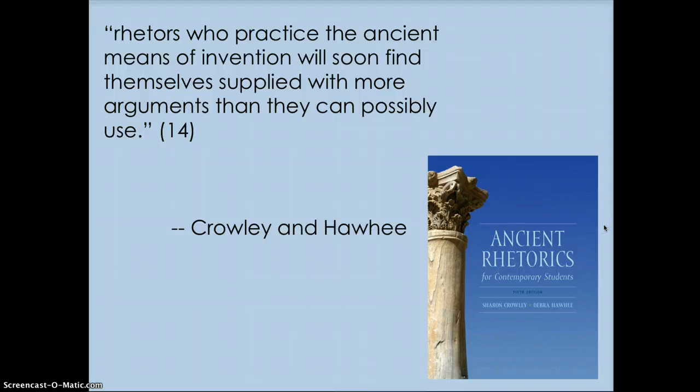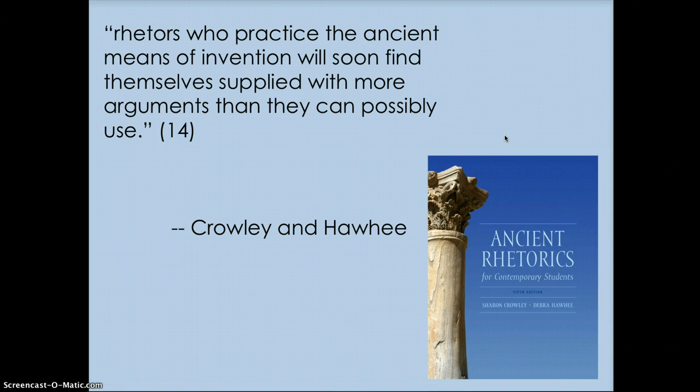By doing this, I'm really focusing in on what Crawley and Haughey describe on page 14 of the textbook. The authors write, "Rhetors who practice the ancient means of invention will soon find themselves supplied with more arguments than they can possibly use." So here, in this quotation, arguments refers to our available means.